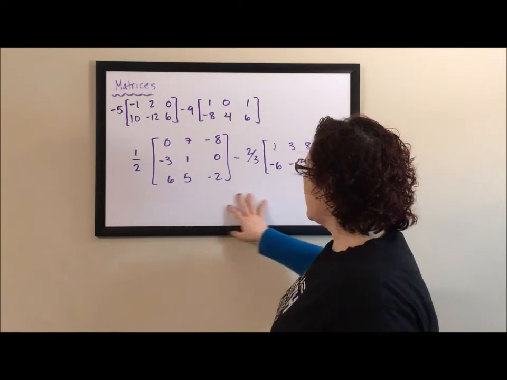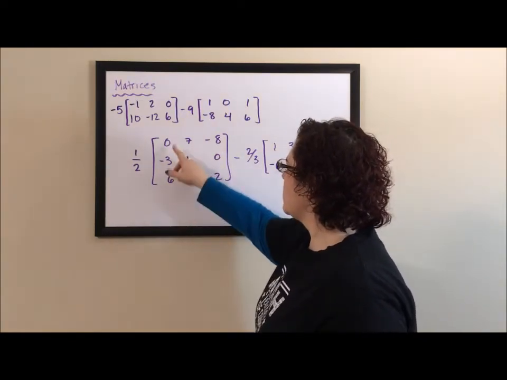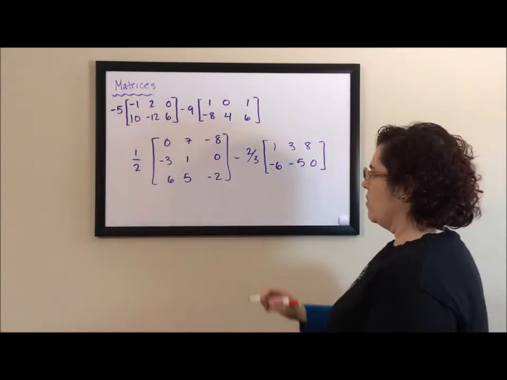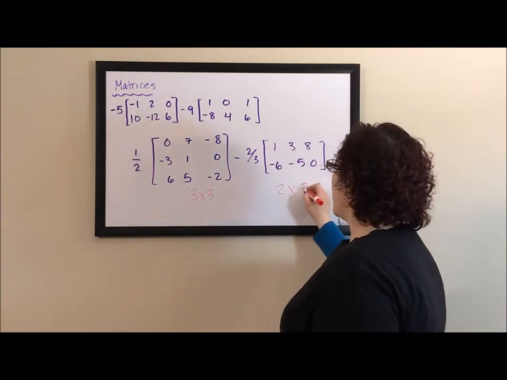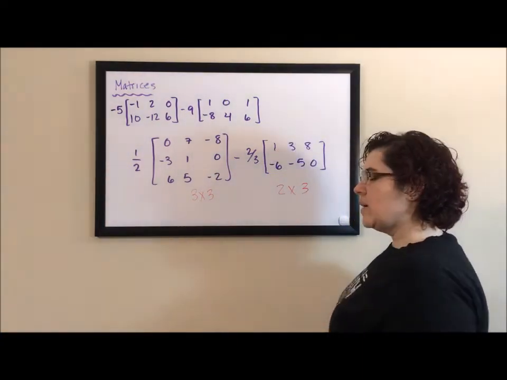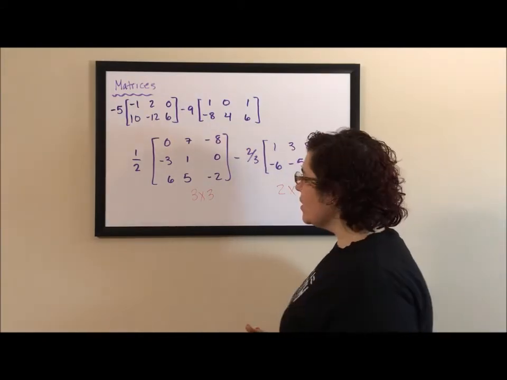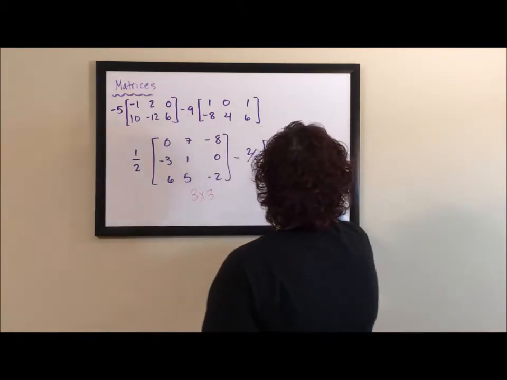So in this bottom problem, I have a 3 by 3 matrix. That means there's 3 rows, 3 columns. Here I have a 2 by 3 matrix. 3 by 3, 2 by 3. They are not the same. There's a dimensional mismatch. They cannot actually be added, so I'm not even going to worry about multiplying through. So we're going to get rid of this one.